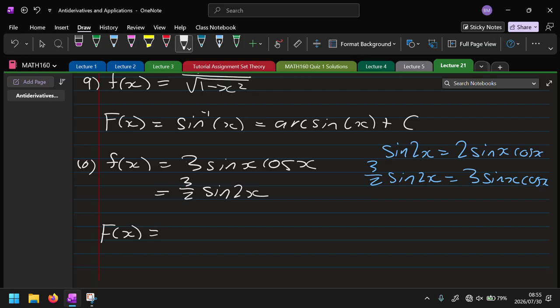Okay, so we ignore the fraction in front. The antiderivative for sine is minus cos, remember the minus sign. Then there's a 2 on the inside, so we divide by 2. Again, plus c.